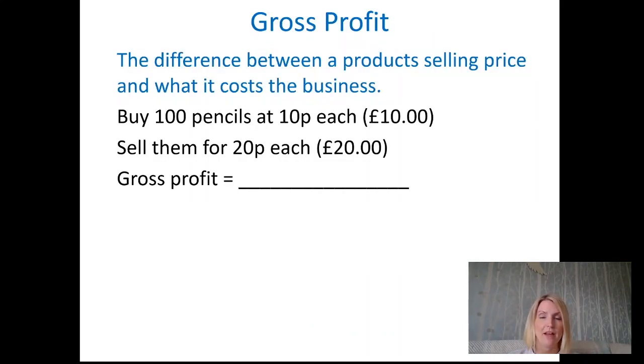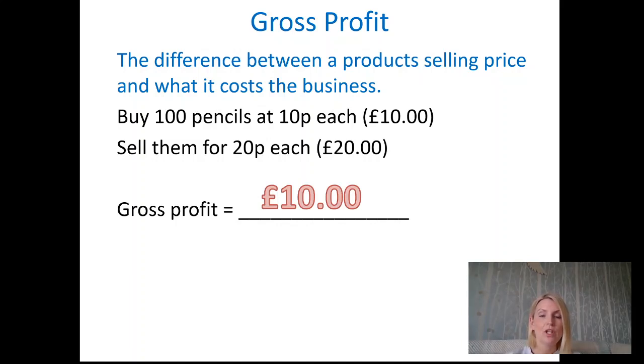Gross profit then, this is the difference between the selling price and what it costs the business. So if I buy 100 pencils at 10 pence each, that would be £10. So I bought pencils for £10. I sell them at 20 pence each. That's £20 that I've sold them for. What is my gross profit? Have a think. It's £10. So I've bought them for a tenner, sold them for 20 quid, made £10.